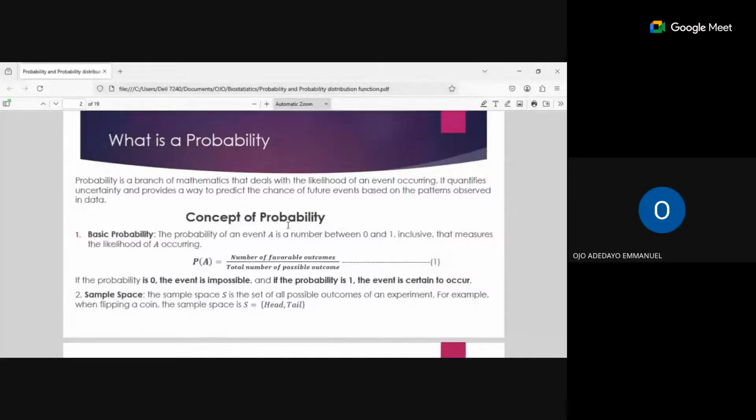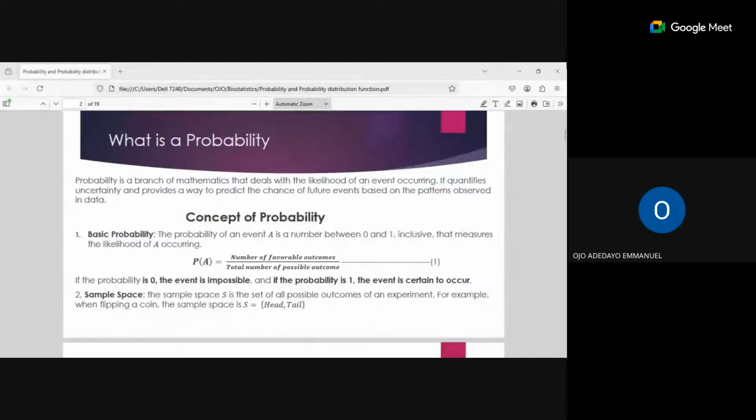Now the first one is the basic probability. The probability of an event A is a number between 0 and 1. I want us to get it once: your probability value is from 0 to 1. That means you cannot have a negative probability value. Anytime you are calculating probability and you get a negative value, that means you are wrong. Probability value cannot be negative.